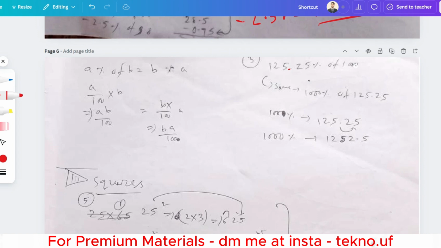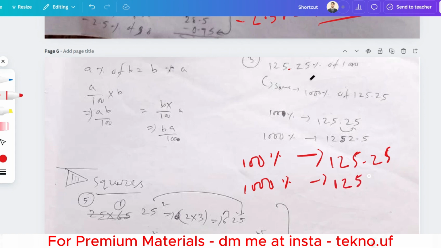125.25% of 1000 we don't know, but we know that 100% of 125.25 is 125.25 itself. So what will be 1000% of this? As I have told, when a zero is removed, the dot shifts to the left, and when a zero is added, the dot shifts to the right. So the number is increased by a factor of 10, the dot shifts one place to the right, and 1252.5 is the answer.